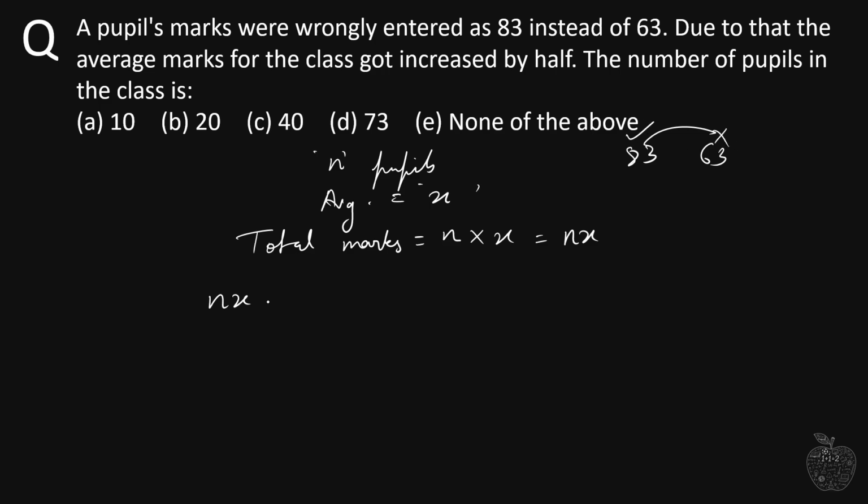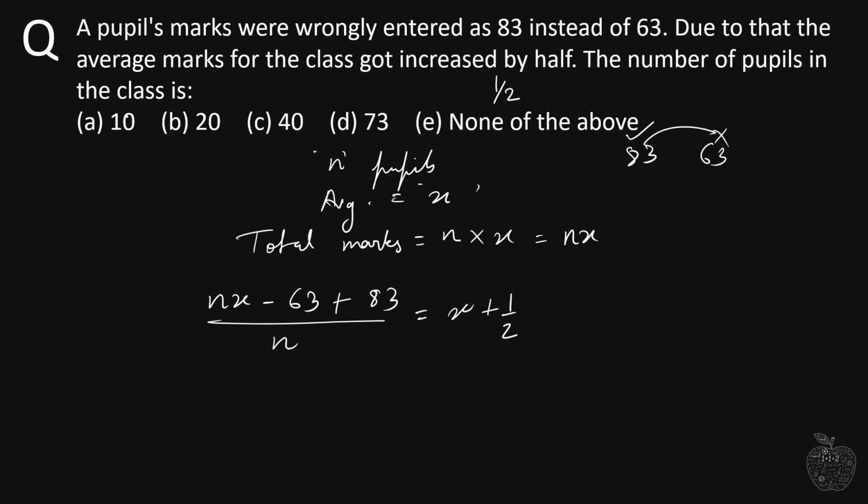So first of all we subtract the marks that he did not get, 63, which was wrongly entered, and now we add the correct marks, which is 83. So now we have got the total marks. Now we divide this total marks by the total number of pupils and this will give the average. The question says that due to this, the average marks for the class got increased by half. The original average was x, now the average is increased by 1 by 2, so x plus 1 by 2.